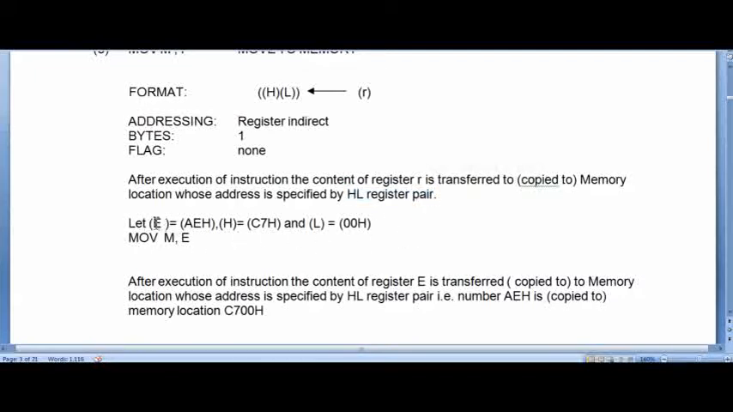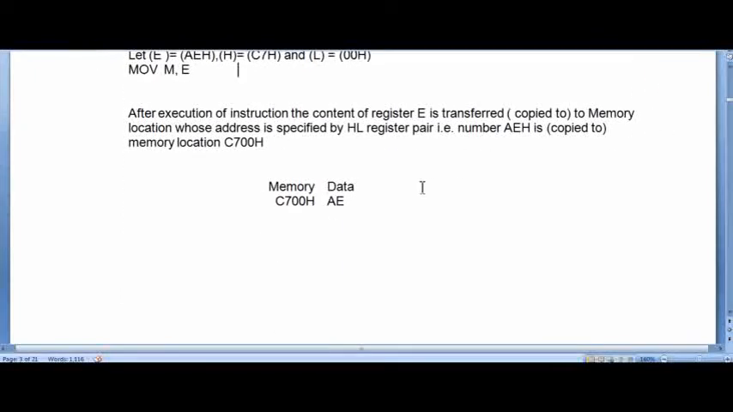For example, let the number in register E be AE, H equal to C7 and L equal to 00. Execute the instruction MOV E to M. Move E to M, that means whatever number is present in register E is to be transferred to memory. Memory location is represented by C700. That means C700 is the memory location. In that memory location, the number is transferred from register E.